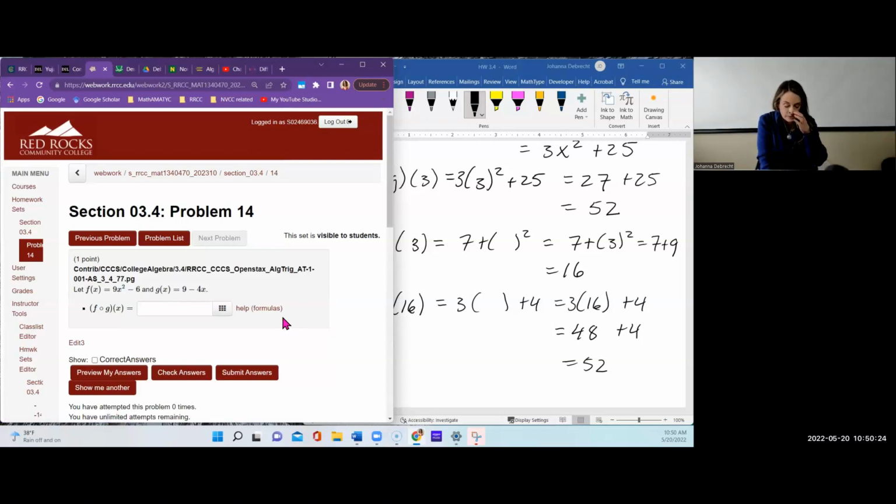Problem number 14 is essentially the same as the ones we've done previously. So I'm not going to work this one for you. I'm going to leave it for you to figure out on your own. This is the end of this particular section. Our next section coming up deals with transformations of graphs, and it's a real doozy. So allow a lot of extra time for the next section, 3.5.